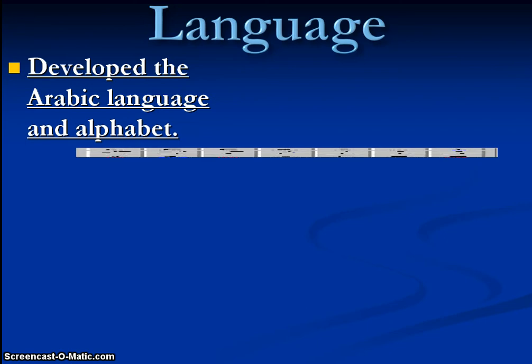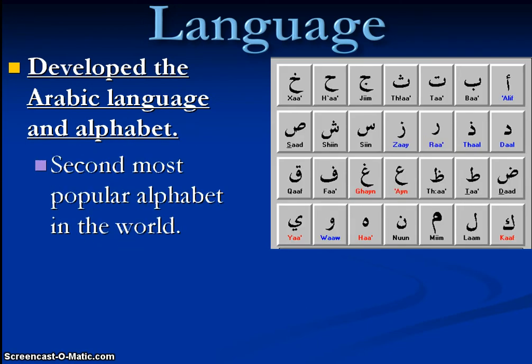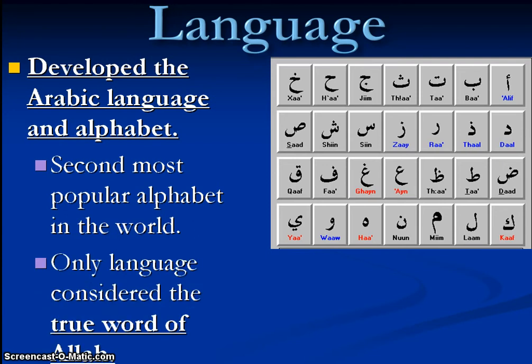Language, obviously, extremely important. We've been talking about it. The Arabic language is the second most popular alphabet in the world today, and it is the only language considered the true word of Allah. The Quran, although we translate it all the time and read it in different languages, was originally perceived as only ever appearing in Arabic form.